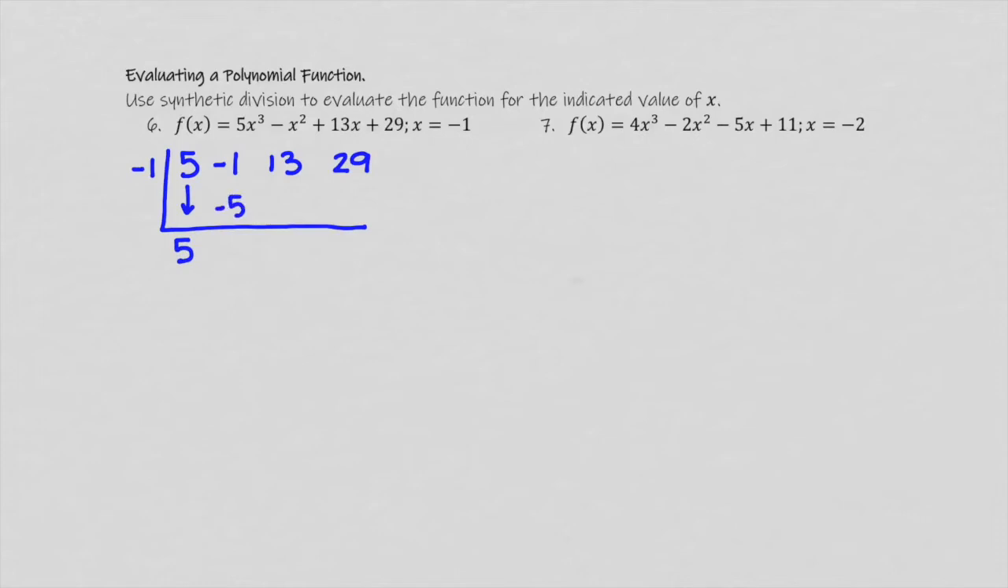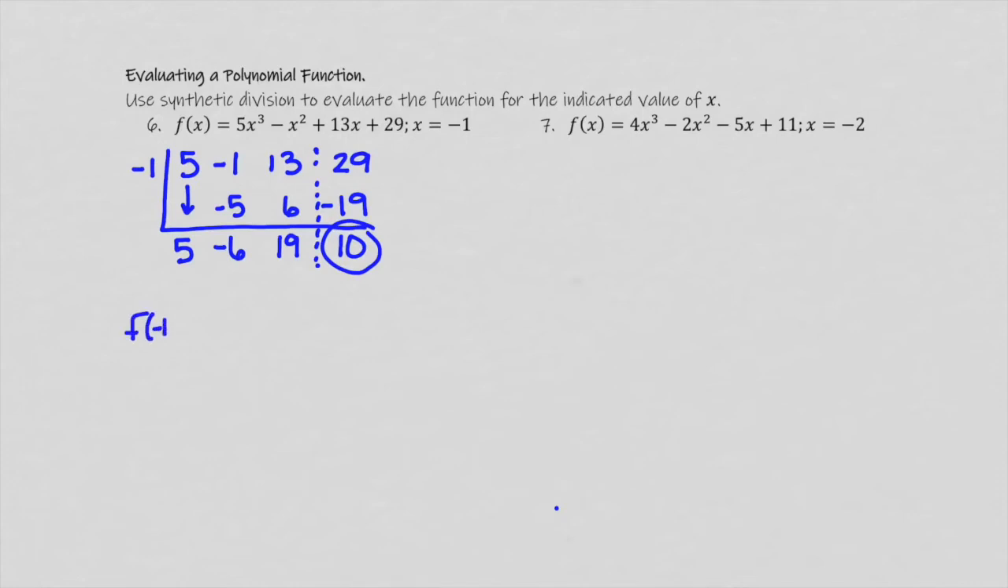Bring down the 5, multiply by -1, add our columns together, and then you multiply to get the next term. So 19 times -1, -19 here. Add them up and we get 10. So our solution when x is -1 is 10.